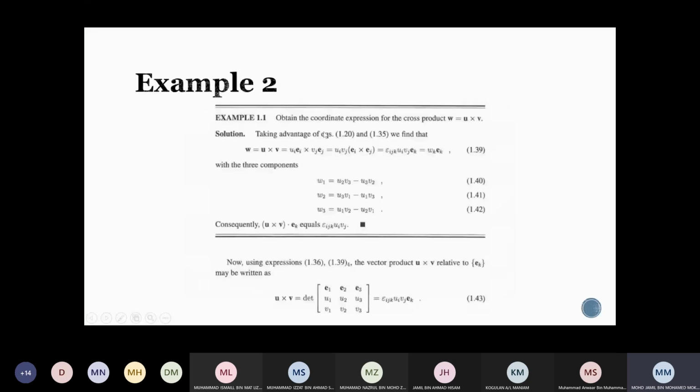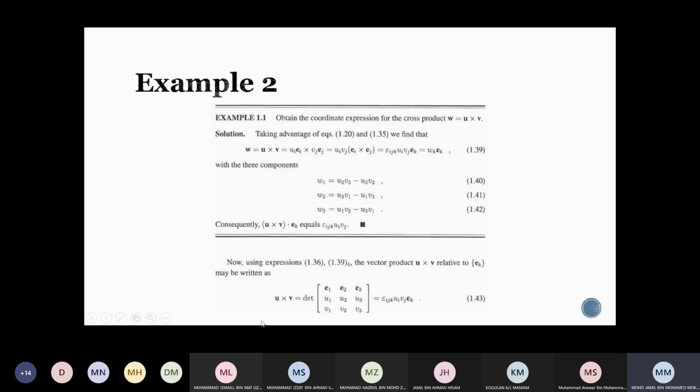Okay, so obtain the coordinate expression U cross V. This is what I've shown earlier. So how to find the cross product? If you write in index notation form, it looks like one single row, there is no determinant. But to find it, in the end you have to use the determinant also.